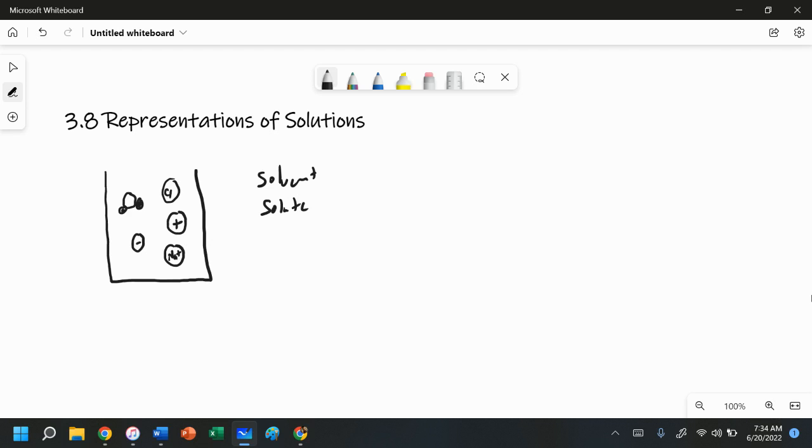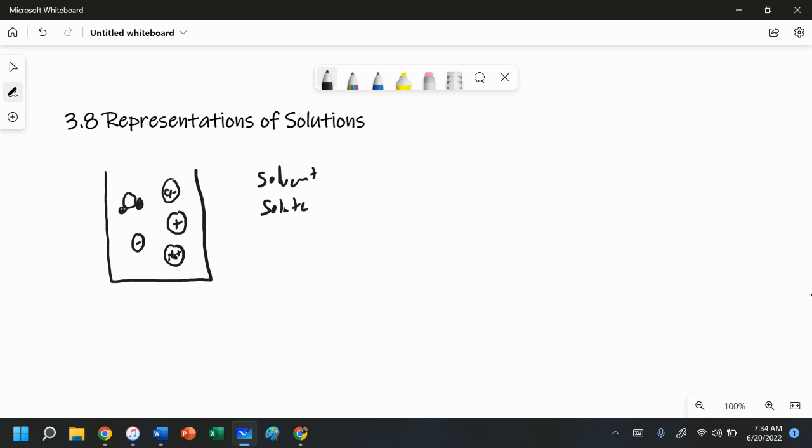So just make sure that you count things, because you do have to have balanced charge inside a solution. So if you have two positives, you also have to have two negatives to balance that out. That's an important part of solutions when ionic compounds dissolve in solutions.